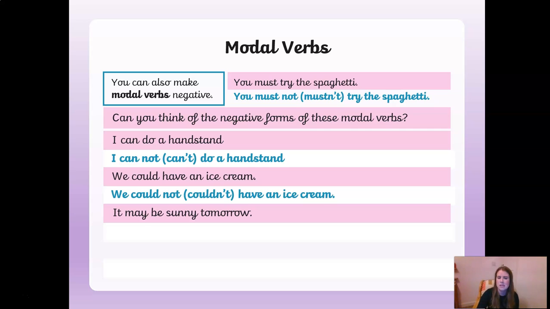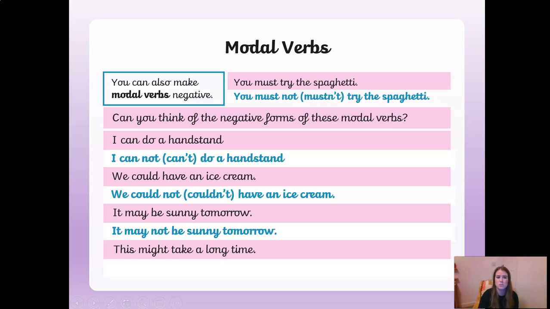It may be sunny tomorrow. May be is my modal verb. What's the opposite of it may be? Well, it may not be sunny tomorrow. This might take a long time. Might is my modal verb. What is the opposite of this might? Well, this must be it might not, so it mightn't take a long time.